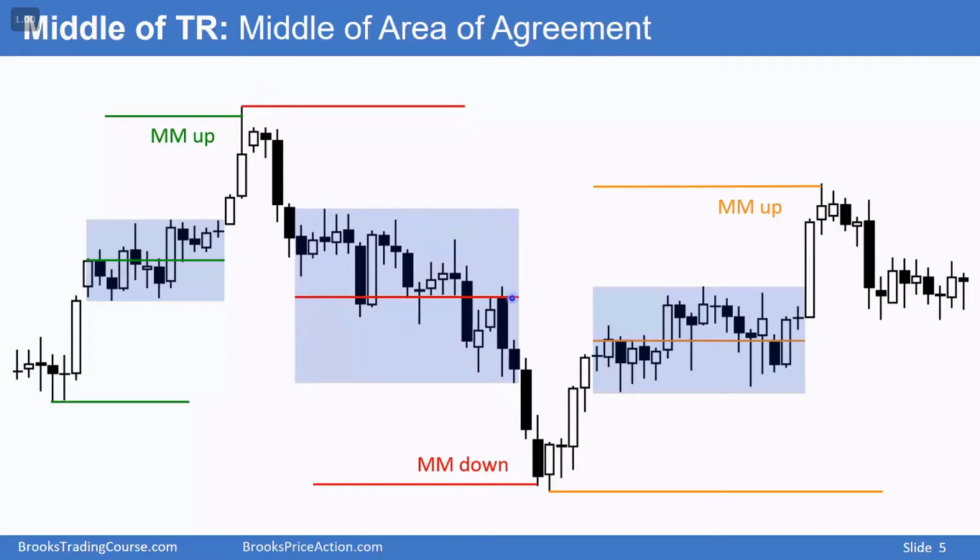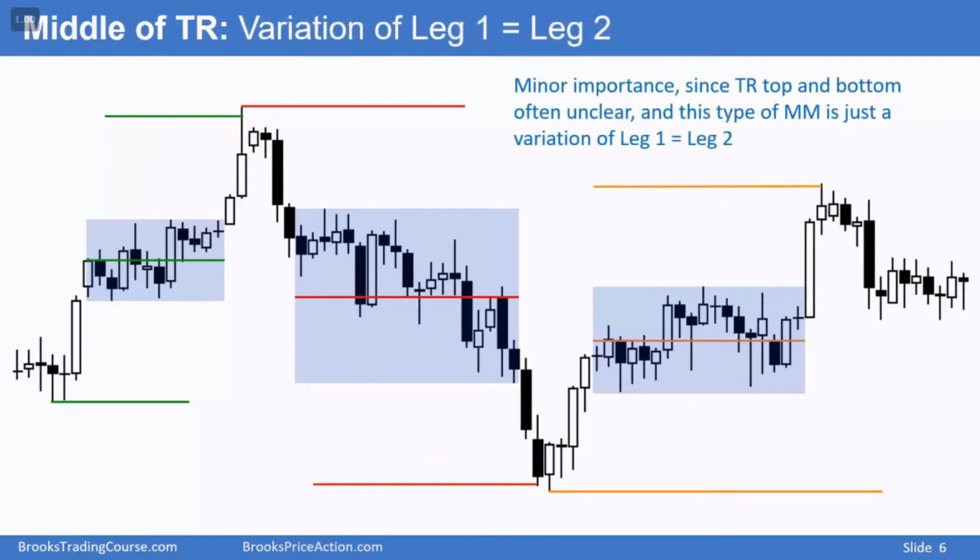Sell-off in a trading range, area of agreement, so possibly the middle of the move. Leg 1 down to the middle of the range, and then leg 2. Bulls start to buy for scalps, bears start to take profits. In general, this type of measured move is minor. Most computers do not pay attention to it. Traders are more interested in the other types of measured moves that I talked about, like based upon the height of the trading range, or leg 1, leg 2 measured move.